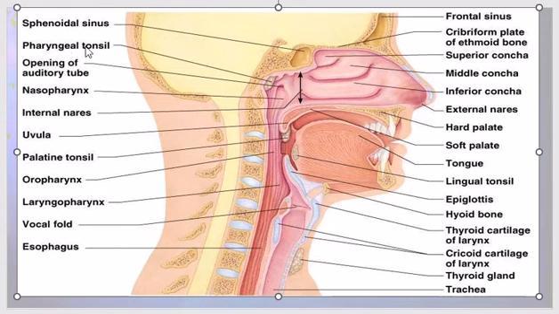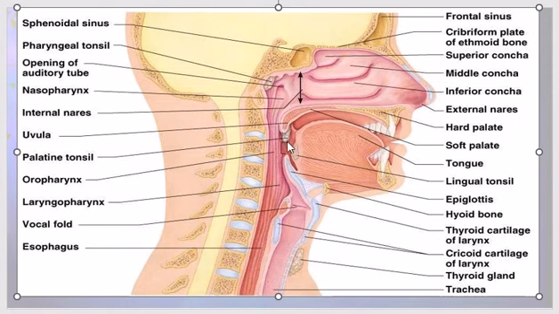Now coming to the next part, this is your pharyngeal tonsil. This is your opening of the auditory tube. What is the auditory tube? The tube of hearing. Okay. This is your nasopharynx area. This is your internal nasal area, this particular part. This is your uvula. This part is your uvula.